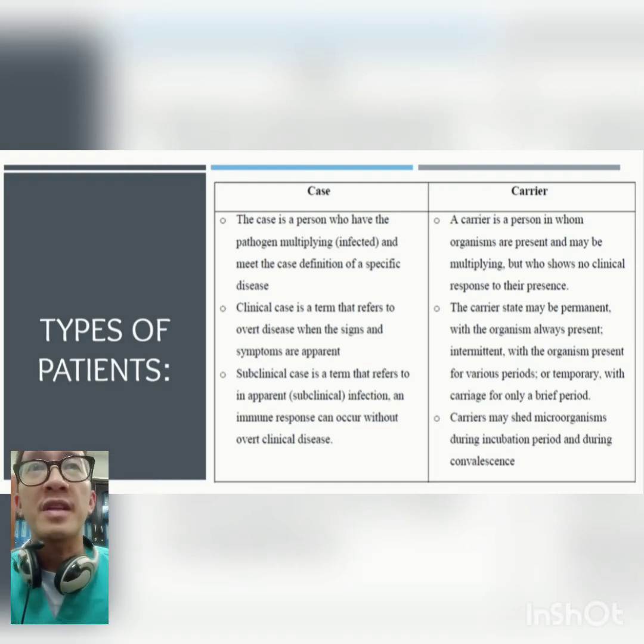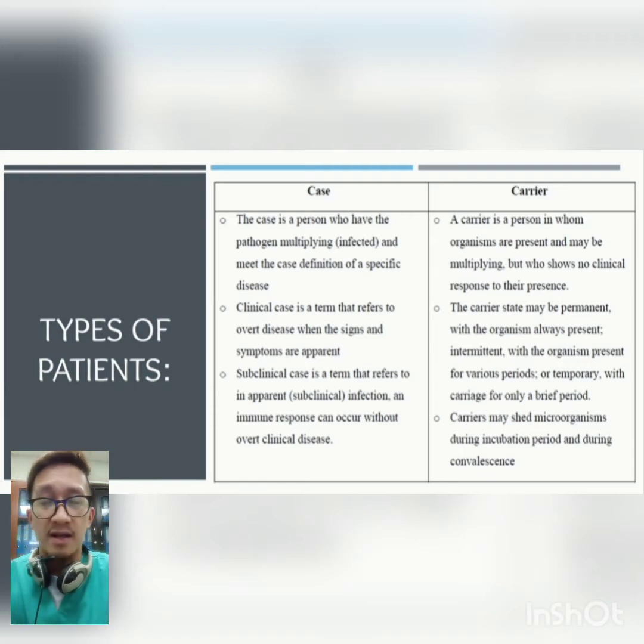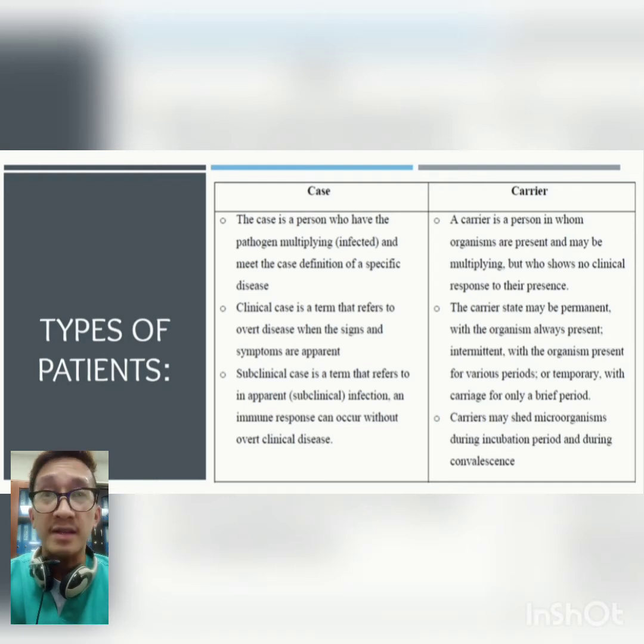But a case patient is a person who has the pathogen multiplying, meaning he or she is infected, and meets the case definition of a specific disease. Like we have case definitions of MERS-CoV and COVID. So those are case patients if they meet the suspected case definitions. While a carrier is a person in whom organisms are present and may be multiplying, but who shows no clinical response to their presence.